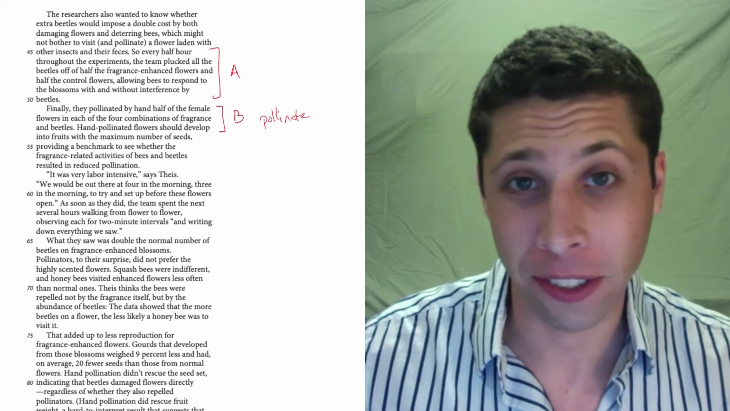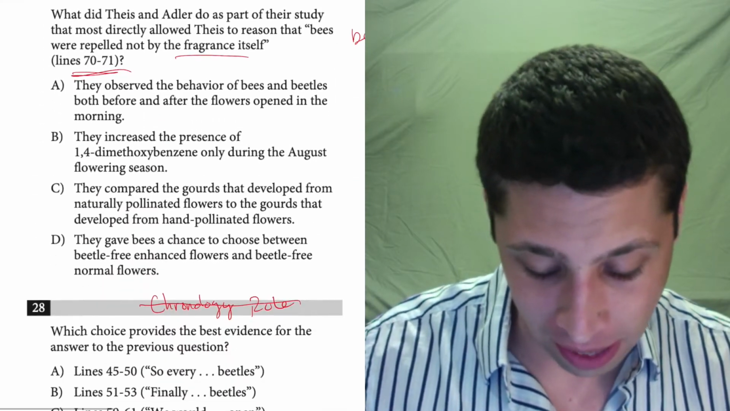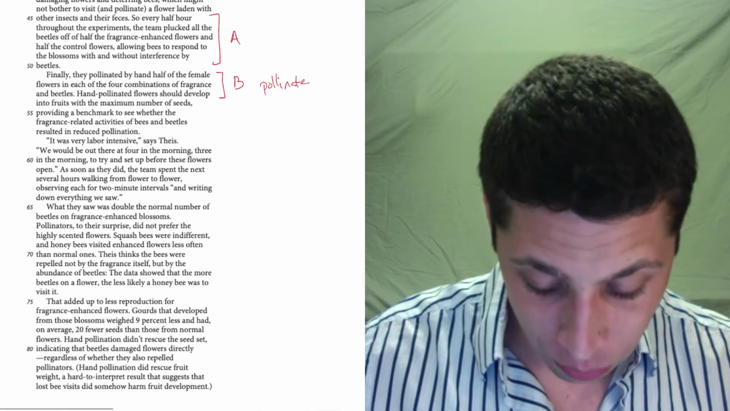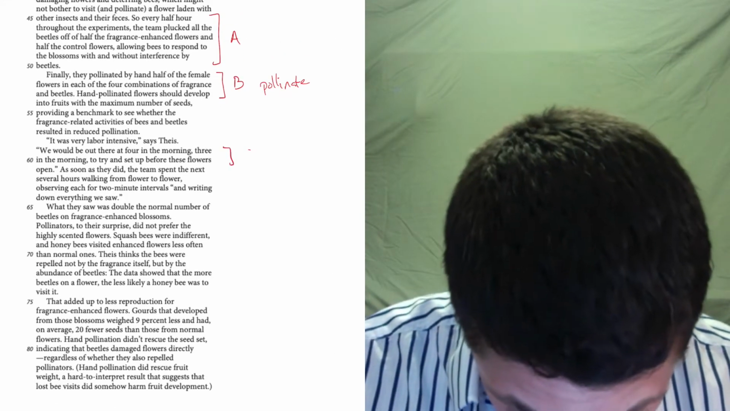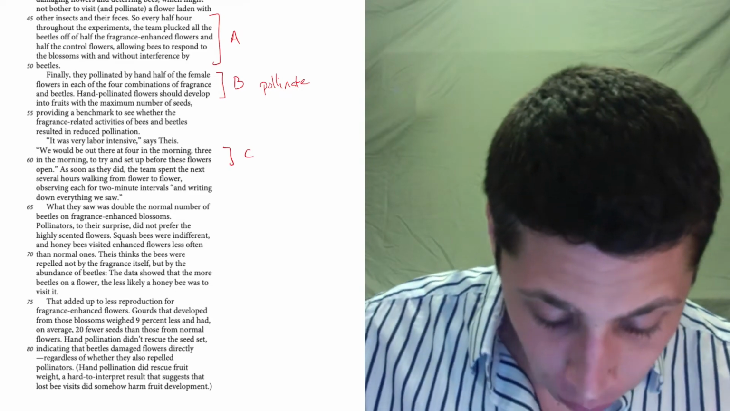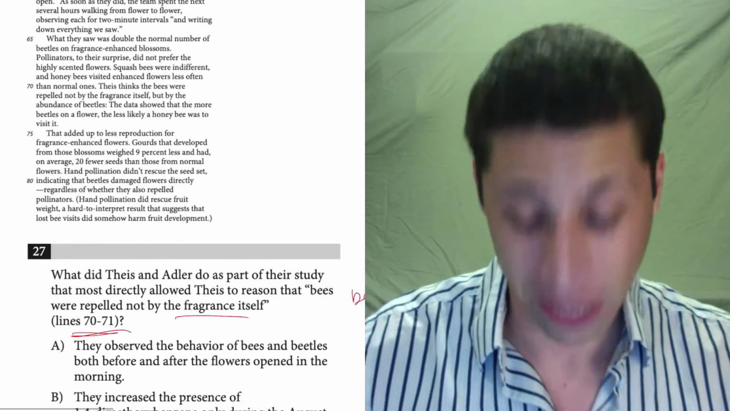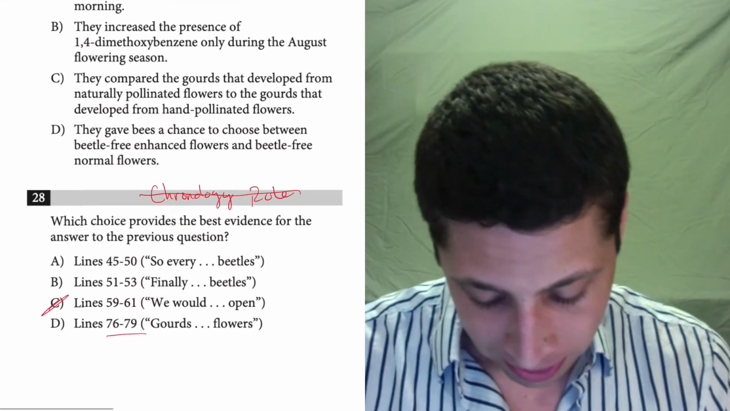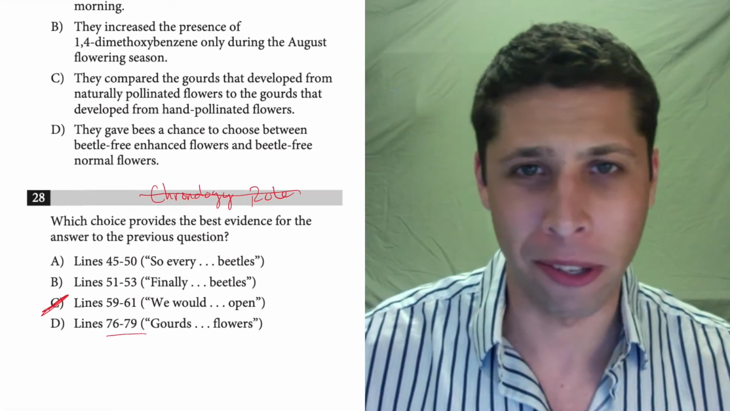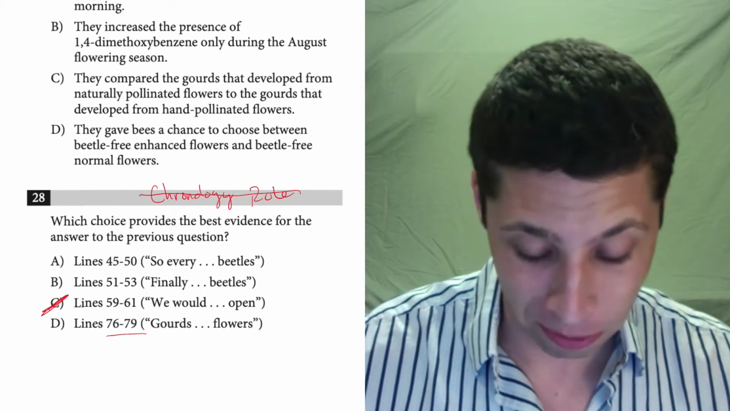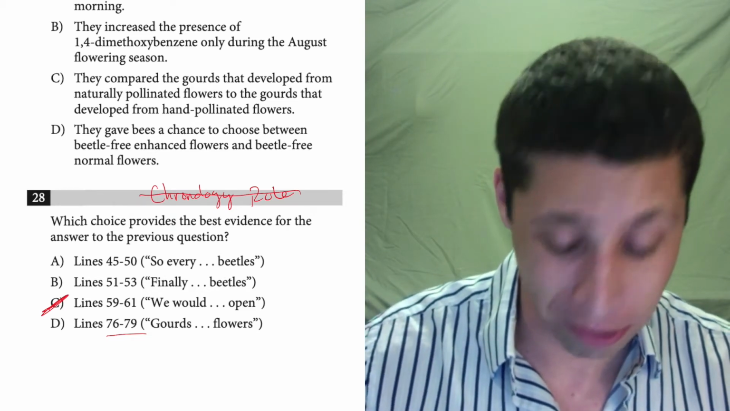I'm not trying to understand the science. I'm just going to eliminate anything that's nonsense. 59 to 61. That's right here. We would be out there at 4 in the morning, 3 in the morning to try and set up before these flowers open. Okay, that's completely irrelevant. That's just a statement about how hard it was to do this experiment. I don't really care. It has nothing to do with the beetles or the fragrance.